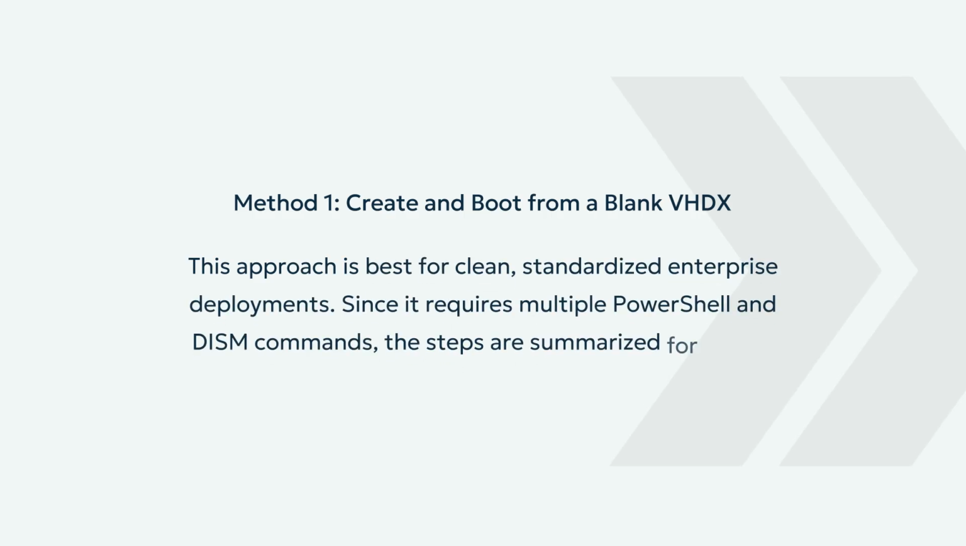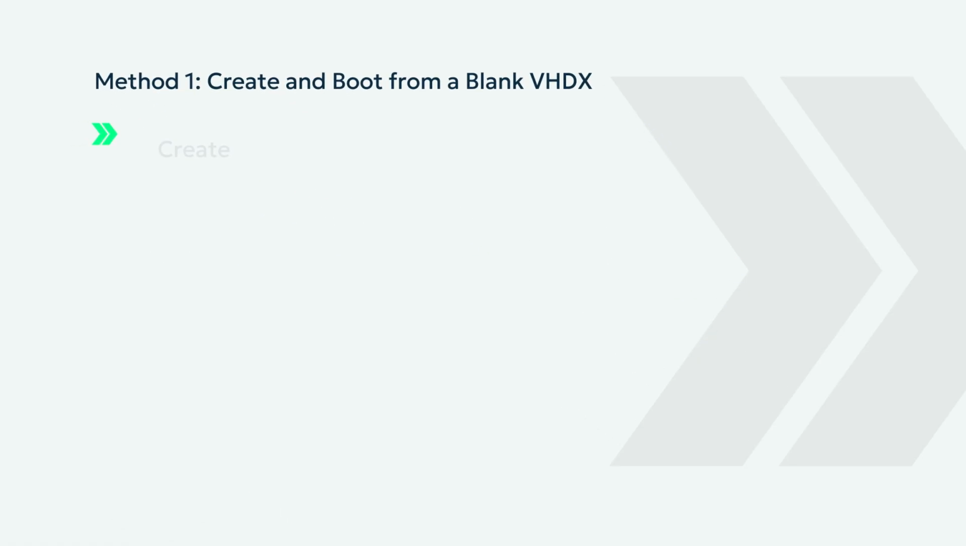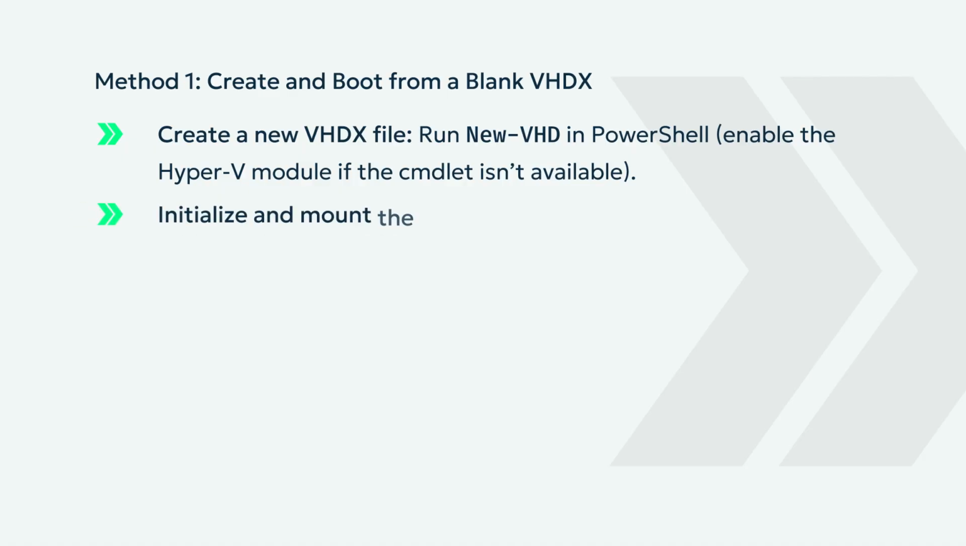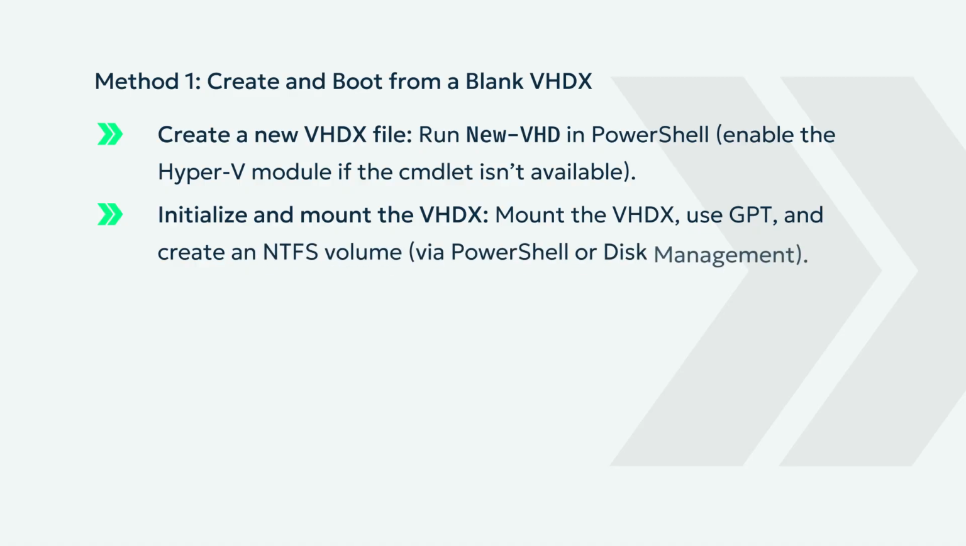Because this method involves several PowerShell and DISM commands, we've summarized it here. Here's the general process. Create a new VHDX file. Use PowerShell to run the New-VHD command, which creates a virtual disk. If your system doesn't recognize the cmdlet, you'll need to enable the Hyper-V module. Initialize and mount the VHDX. Format it with GPT and create an NTFS volume. You can do this through PowerShell or Disk Management, whichever you prefer.